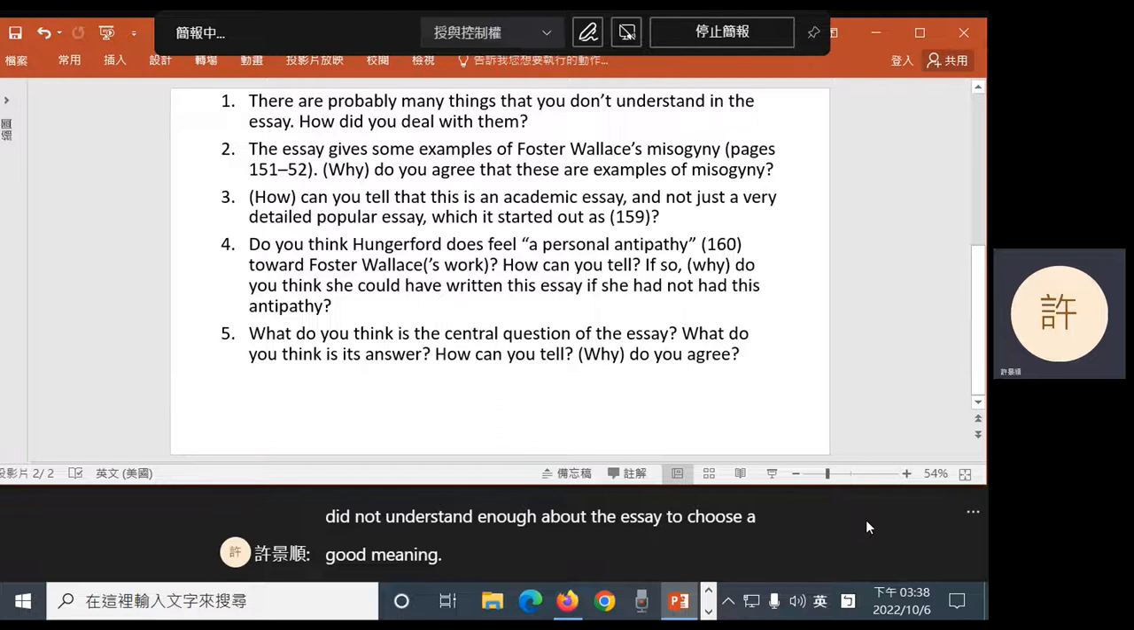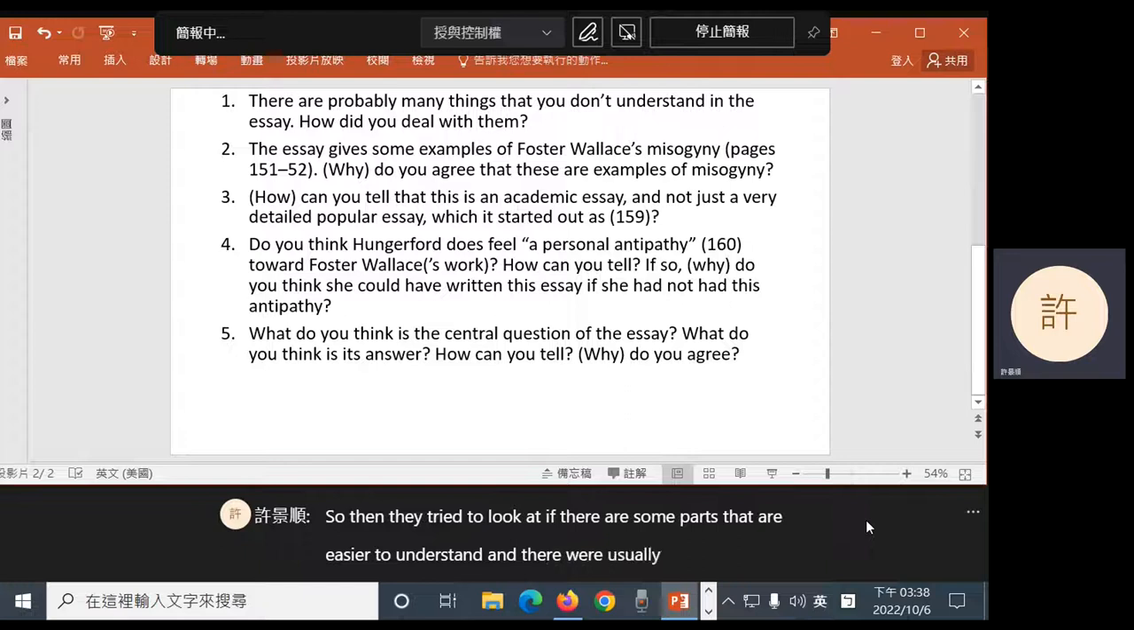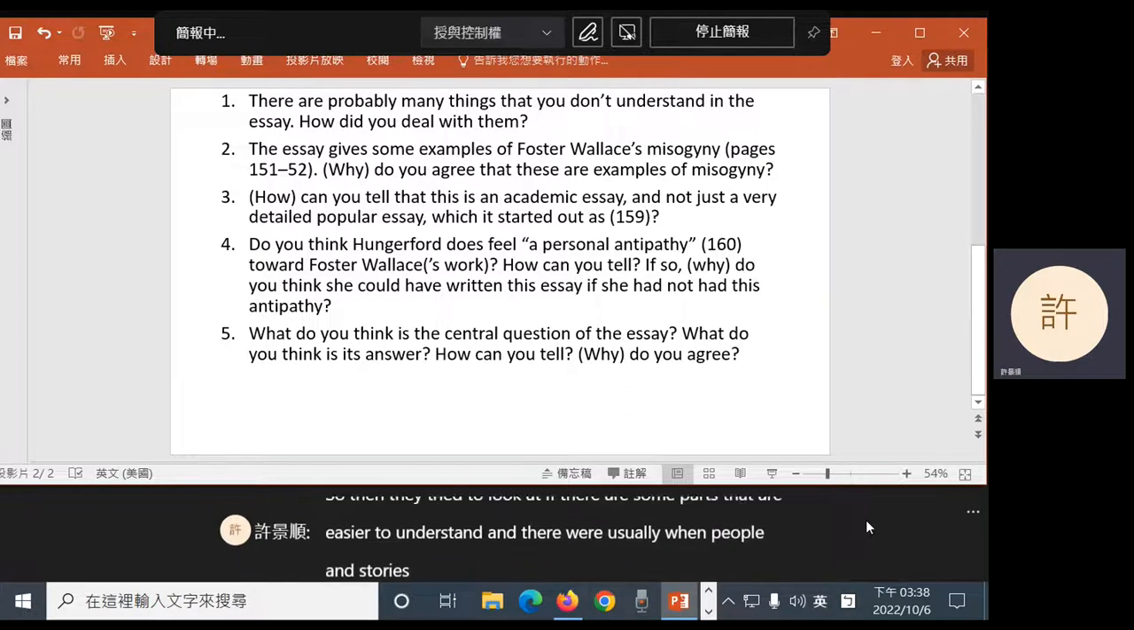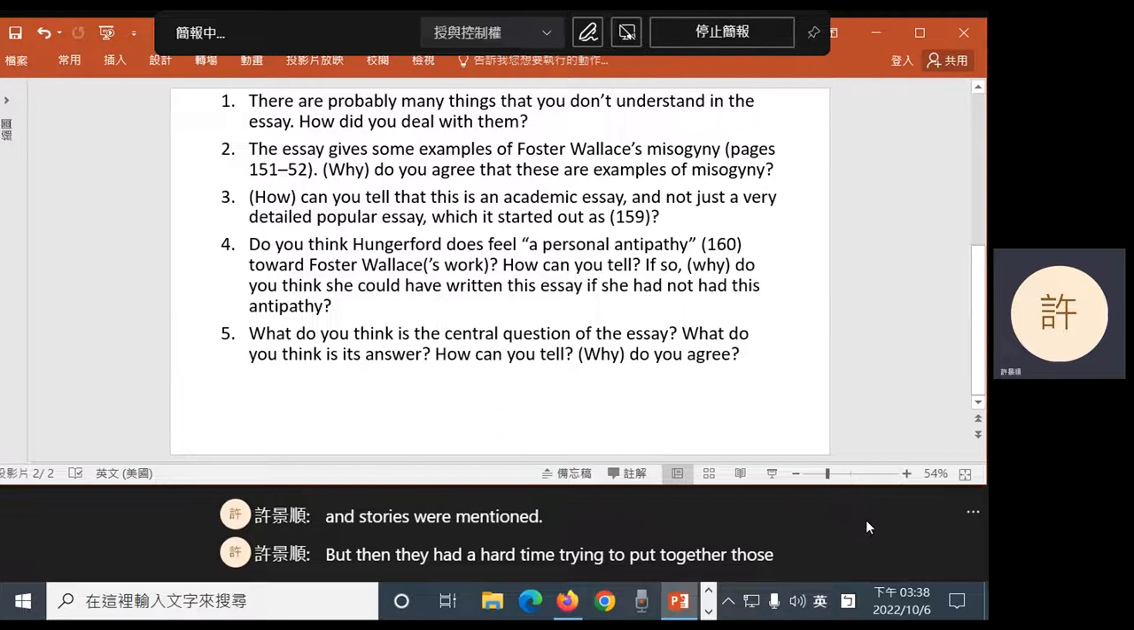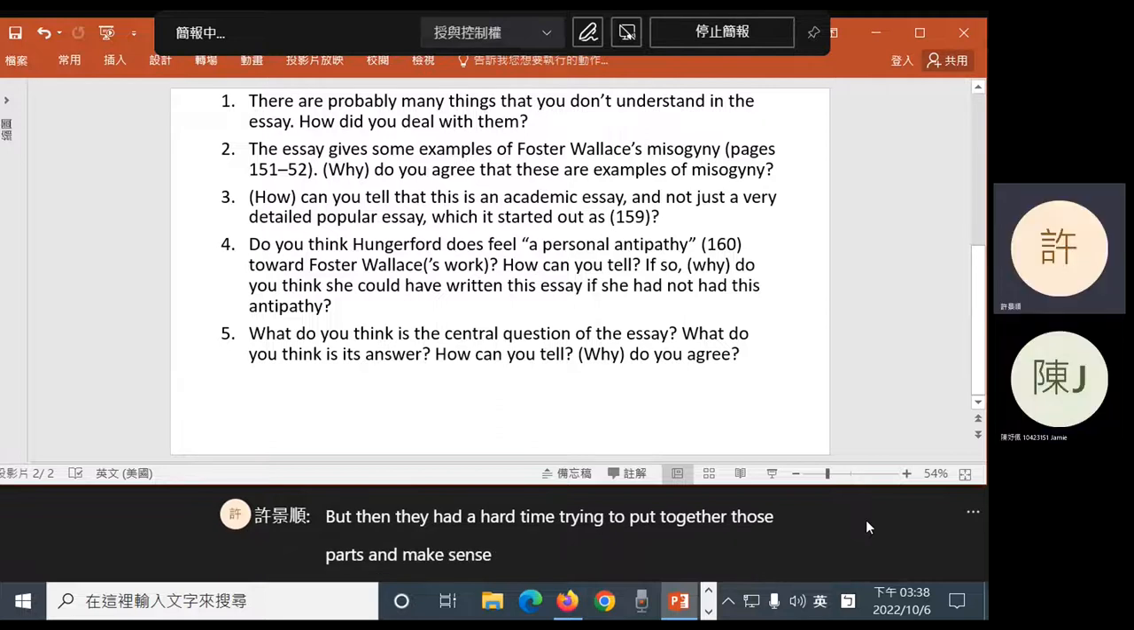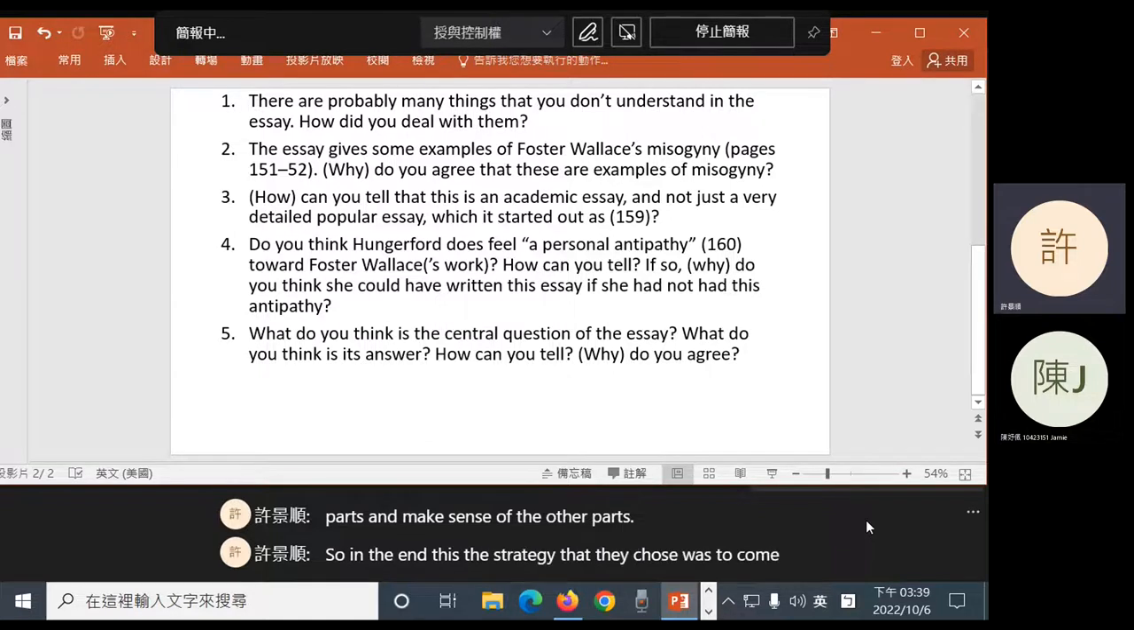So then they tried to look at if there are some parts that are easier to understand, and there were, usually when people and stories were mentioned. But then they had a hard time trying to put together those parts and make sense of the other parts. So in the end, the strategy that they chose was to come to class and see what the teacher says.